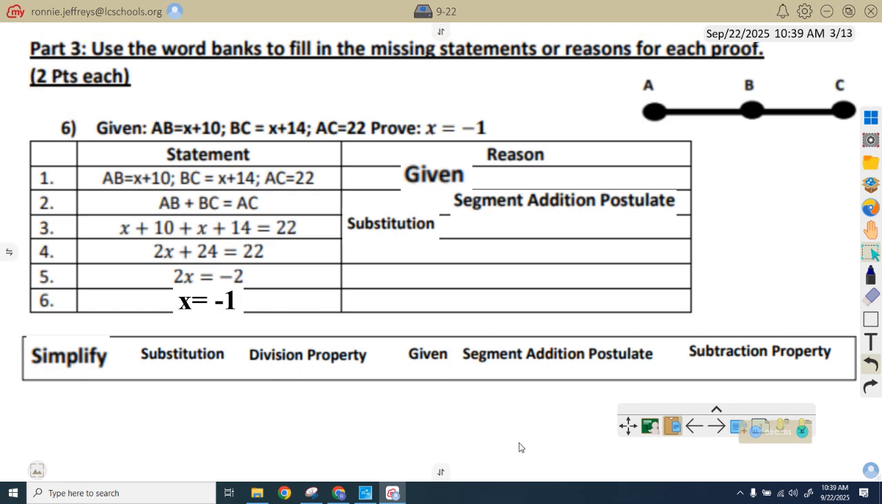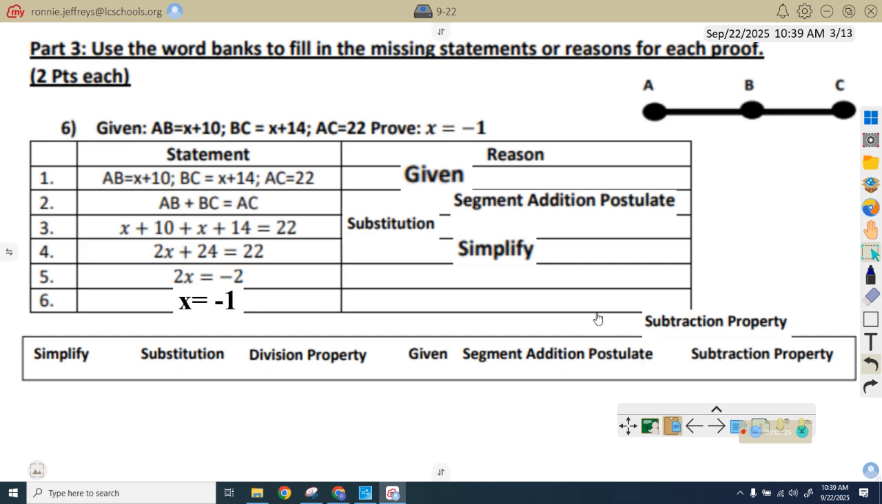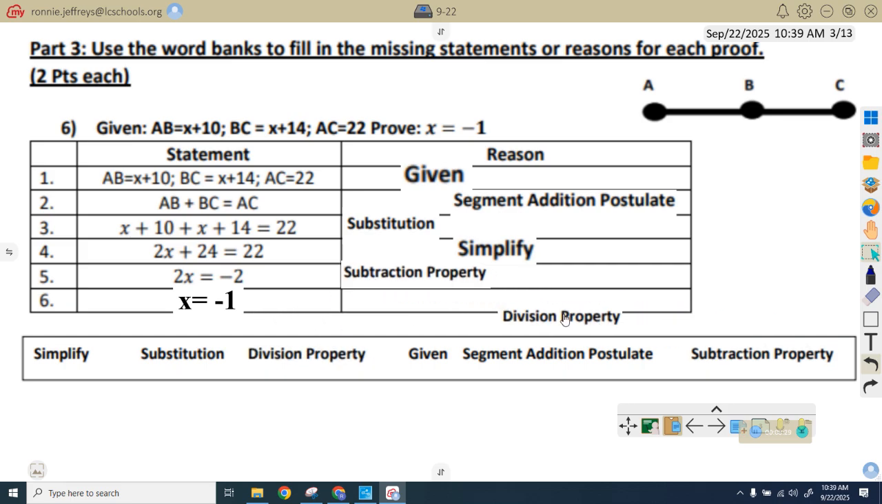On our next step, step 4, we go from all that on the left to very few items. It looks like we combined like terms. That would be simplify. To get from 4 to 5, it looks like we subtracted 24. Well, that would be the subtraction property and division property.